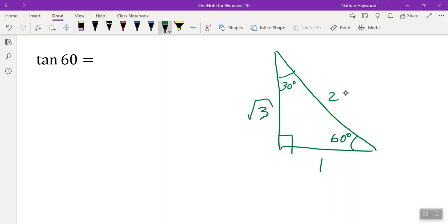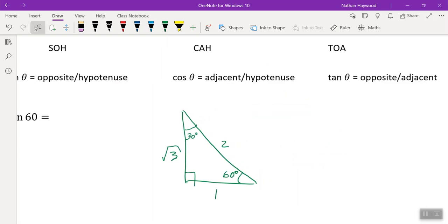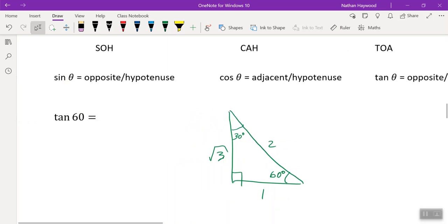2. Now we do, everyone remember SOHCAHTOA? But if you forgot, TOA stands for what? Opposite and adjacent. That's your second step. Write down opposite and adjacent.